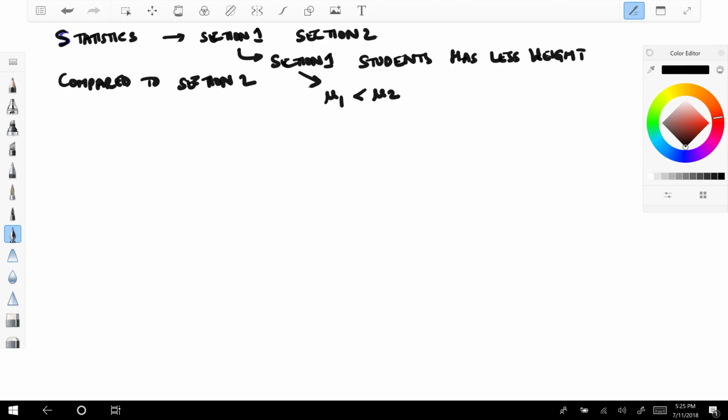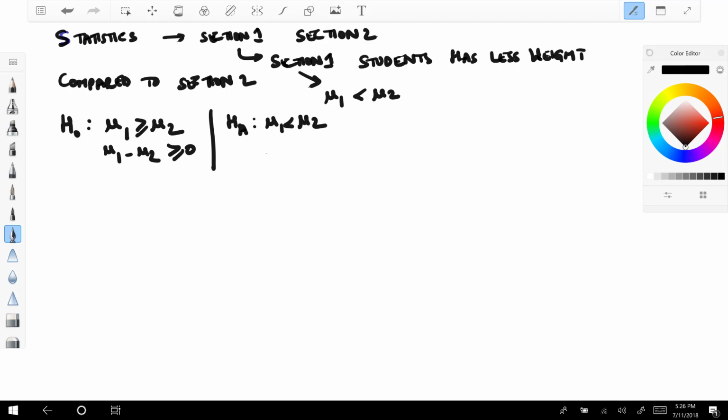So the first step of a hypothesis testing is to define the null hypothesis. So I can say mu1 greater than or equal to mu2 is my null hypothesis, or mu1 minus mu2 greater than or equal to 0. My alternative, H alternative, is mu1 less than mu2. So this is mu1 minus mu2 should be less than 0.